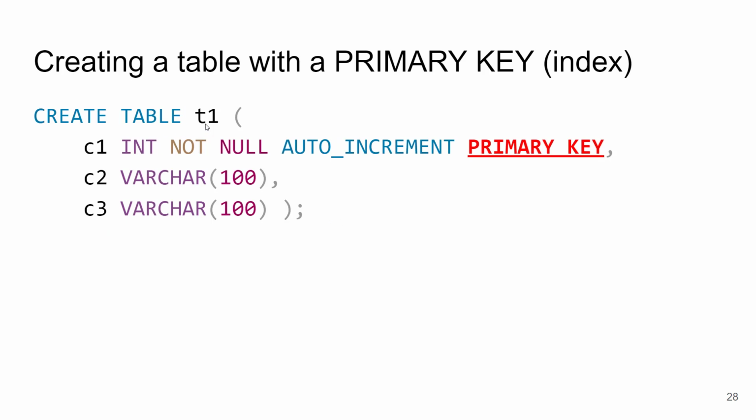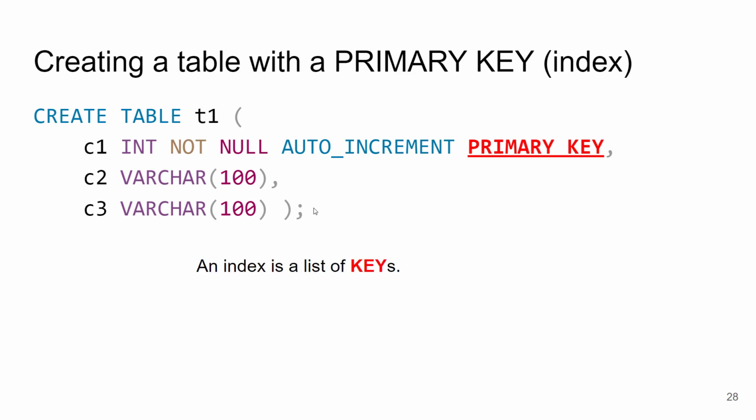So let's create a table with a primary key. Here we're creating a table called T1. First column, C1, is an integer, not null. We'll talk about null later. Auto increment means that every time we insert a record, this value will automatically be incremented. Usually this is a value of 1, but you can set that. And we're going to designate this as our primary key. And then we have 2 other columns in the table.